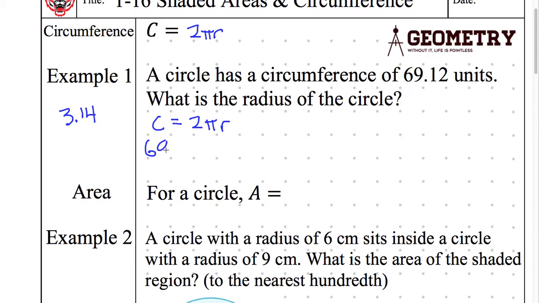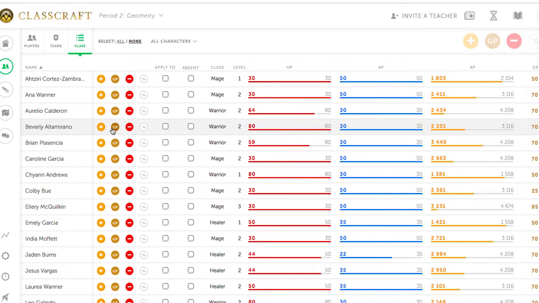So I'm gonna do that. 69.12 gets substituted in for C as Ellery just told us. And I'm going to rewrite the rest of the problem. 2 pi r.